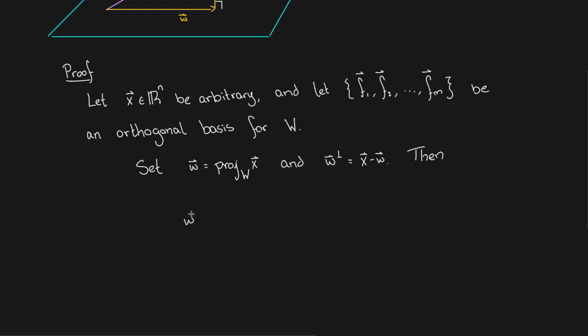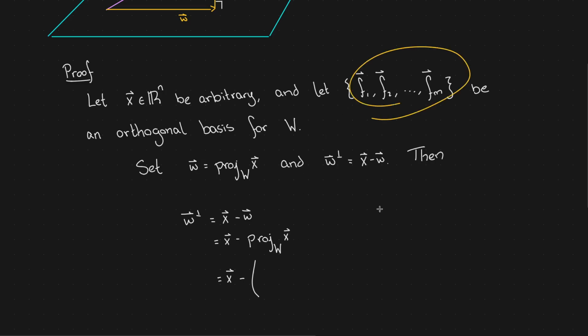So first, let's expand w perp out. That's going to be X minus vector w, which we've defined as the projection of X onto subspace W. Now we've seen how to actually calculate that. With an orthogonal basis, you are going to just project X onto each vector in the orthogonal basis. So f1 dot X over the norm of f1 squared, times f1, plus, do the same thing with f2, and so on.